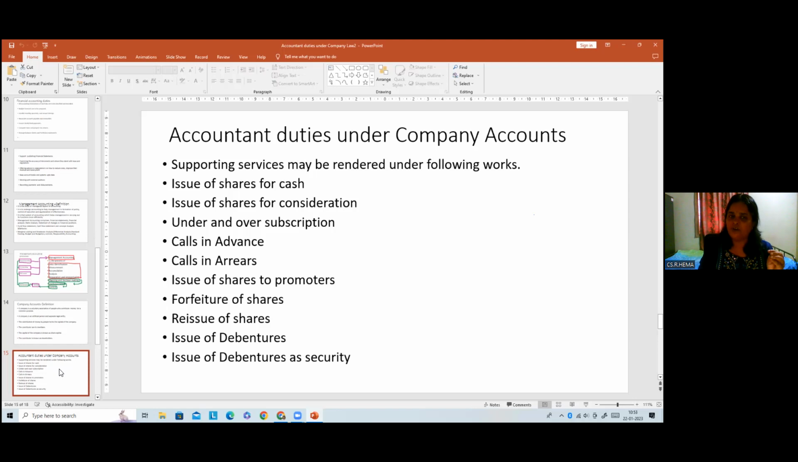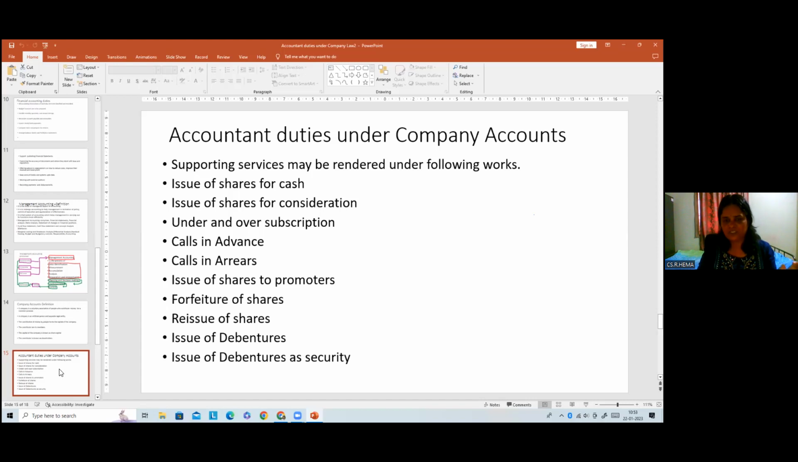If it is issue of shares for cash, an IPO is created, which is entirely different. If it's issue of shares for consideration, no IPOs, it is among the members. And under over subscription, it will be done within the company. Call in advance, call in arrears, issue of shares to promoters, forfeiture of shares, getting back the shares. That is the forfeiture of shares. A new technical word, forfeiture of shares, we are getting back the shares. Reissue of shares: if we want, once again, we reissue shares.